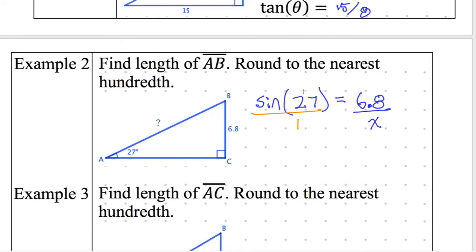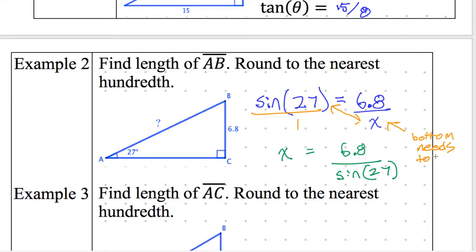One of the cool tricks with fractions is I can switch diagonals. I'm just allowed to change places of the x and the sine of 27. By changing places, this now turns into the problem x is equal to 6.8 is still on the top, but now sine of 27 is on the bottom. You can only use this trick if there are two fractions and you can only switch the diagonals. It's really helpful when x is on the bottom. What was in the bottom needs to be on top.